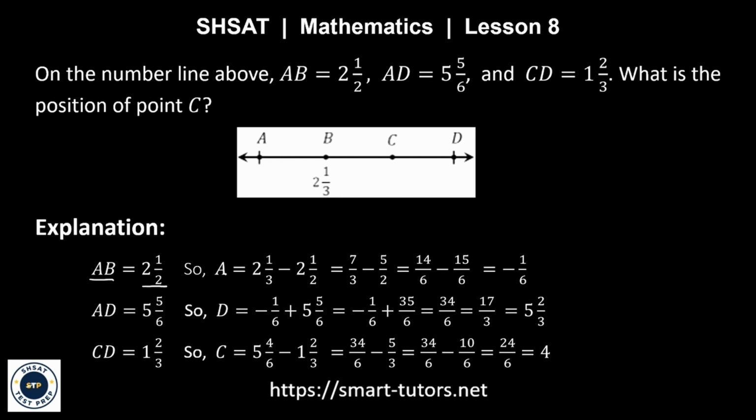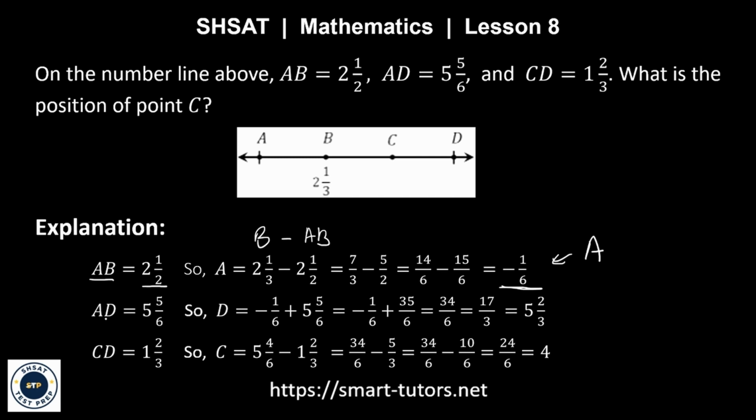We can figure out A by taking what they gave us for B, which is 2 and 1/3, and subtracting the value of AB, the length. Since these are mixed numbers, we make them improper, then find the common denominator, and we got the answer of -1/6. So we know now the value of A.